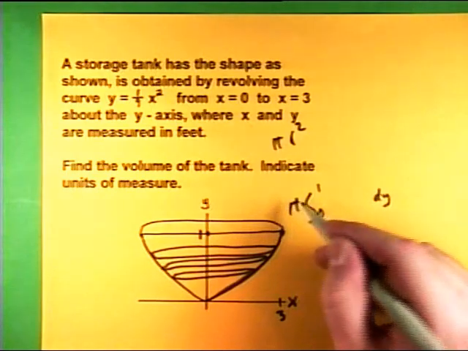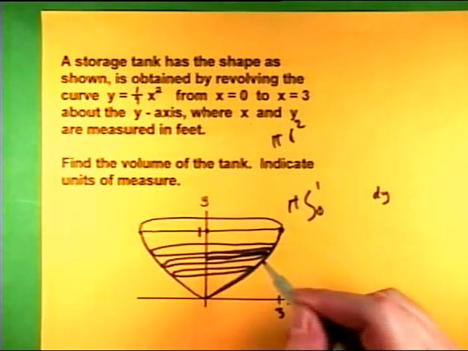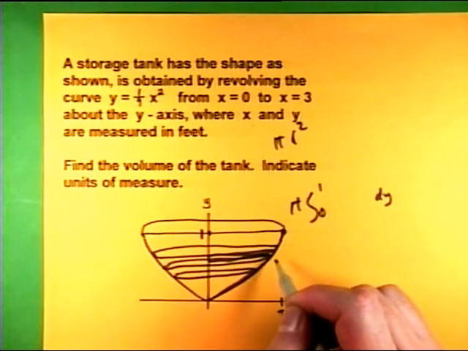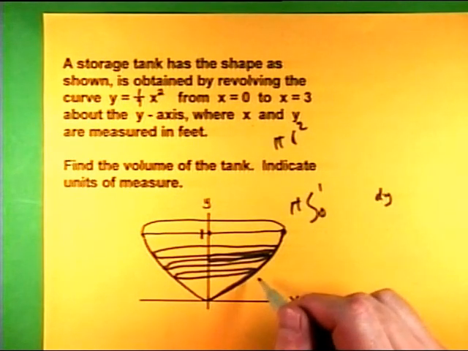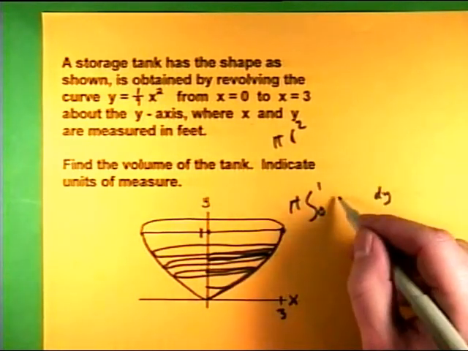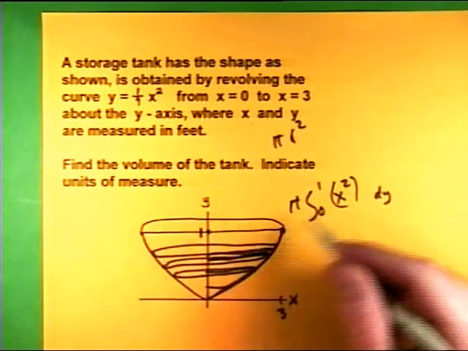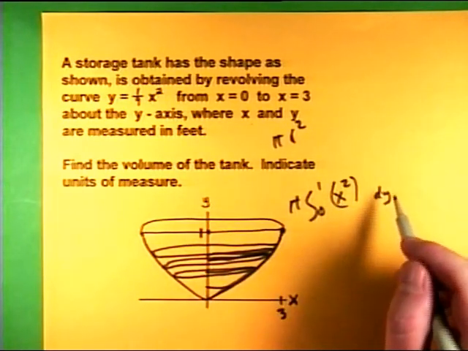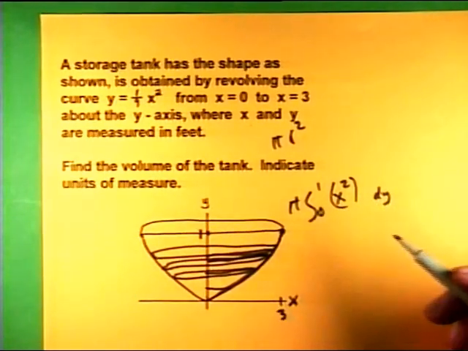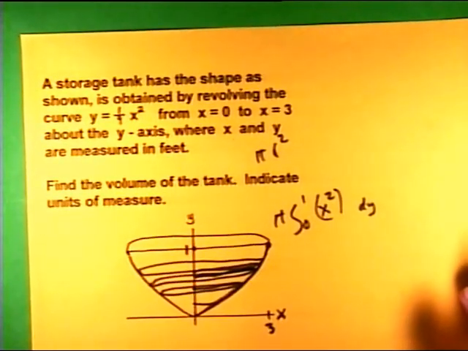Okay, now what is the r? It's the radius, and what's the radius? The radius varies. The radius is x. Excellent. Now, here's the only problem. When you rotate about the y-axis, use y points and you use dy, you have to have it in terms of y, right?